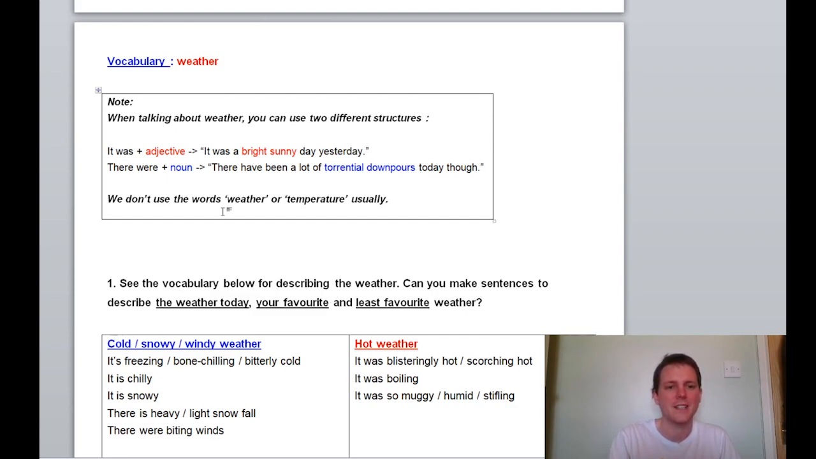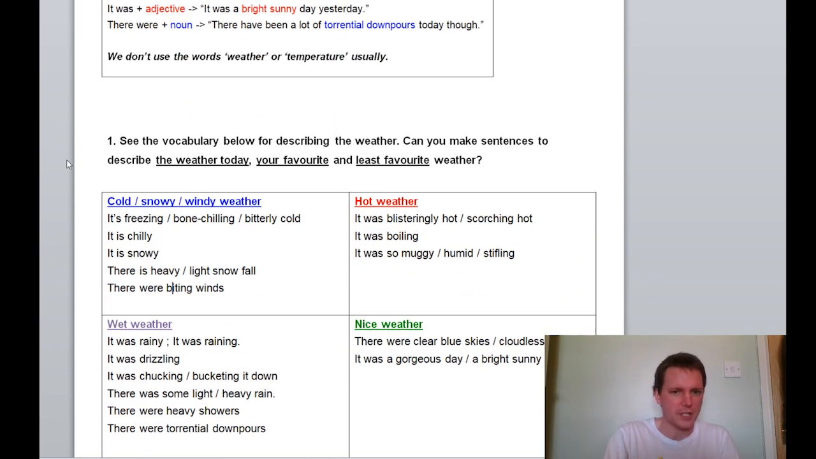Instead, as you can see, we'd often use it. Like right now, it is sunny. It's a sunny day today, and that's how we'd put it. Or we'd also describe some noun features, like there are a few clouds in the sky at the moment, there is a little bit of rain, this kind of thing. That kind of language can be used to describe the weather. Let's go on to the next one then. See the vocabulary below for describing the weather. Can you make sentences to describe the weather today, your favorite and least favorite weather?